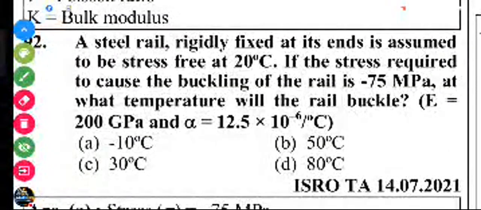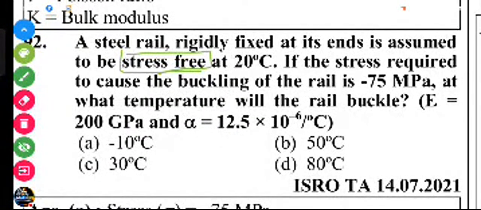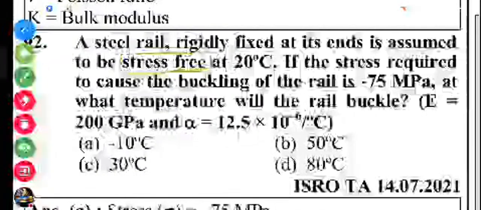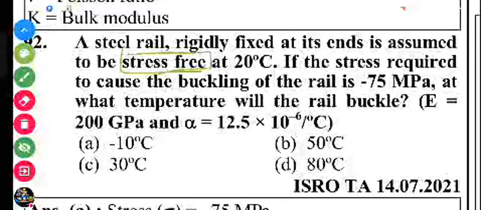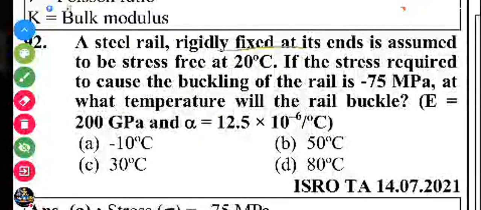Okay, friends. Next question. A steel rail, rigid and fixed at its ends, is assumed stress free at 20 degrees centigrade. If the stress required to cause buckling of the rail is 70 megapascal, at what temperature will the rail buckle? It is stress free with rigid fixed ends. What is given? Find out the temperature.